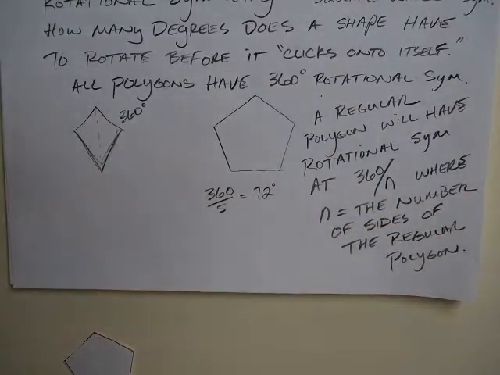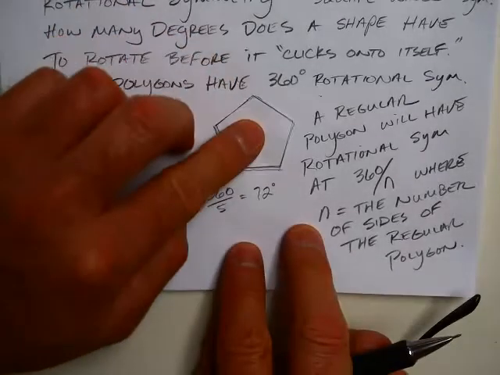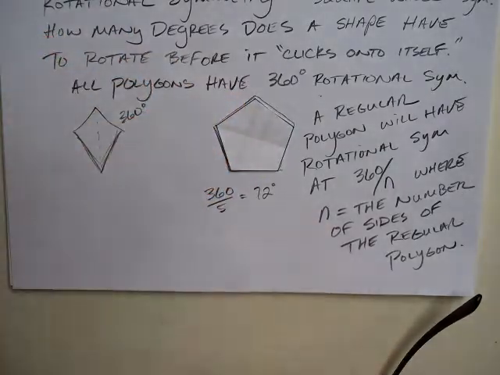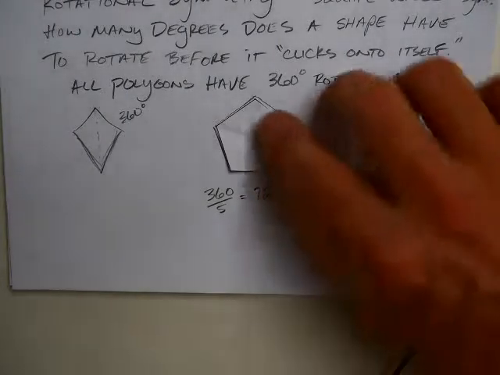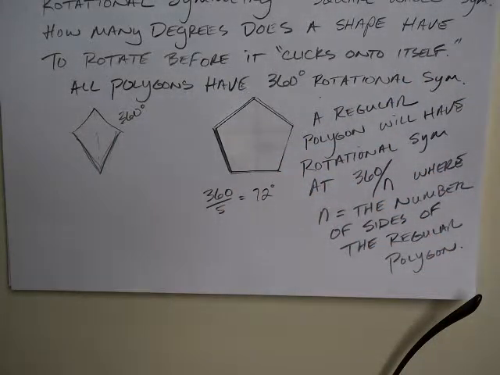72 degrees. So a regular pentagon would have 72-degree rotational symmetry, meaning that's exactly the amount of degrees it has to turn before it clicks into itself the first time. What about the second time? How many degrees does it have to spin to click in the second time? No, that's the first time. 144. There you go. Double the 72, right?